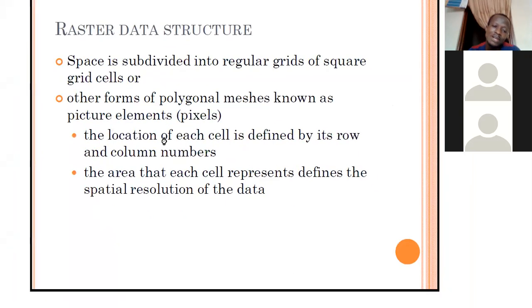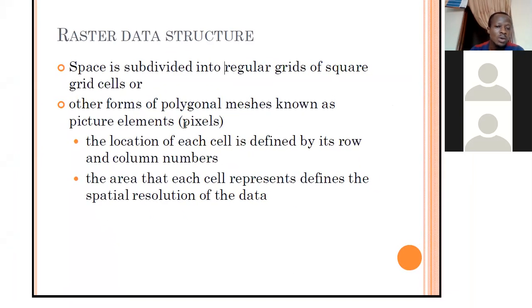Instead of using squares, we could have used other polygonal meshes. What we really mean is that you don't have to use a square, you could use a triangle. In fact, triangles are used in what we call the triangulated irregular network. We talk about them in the TIN model. All right.